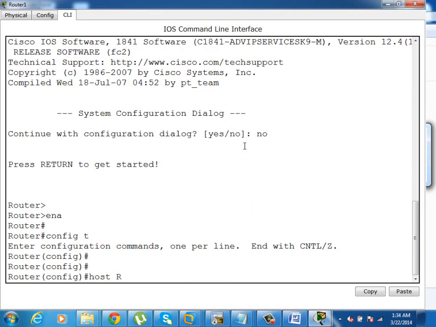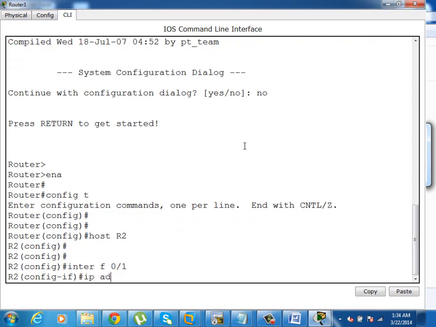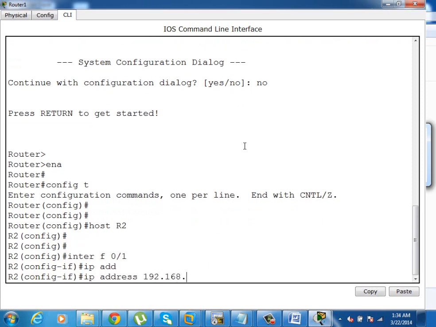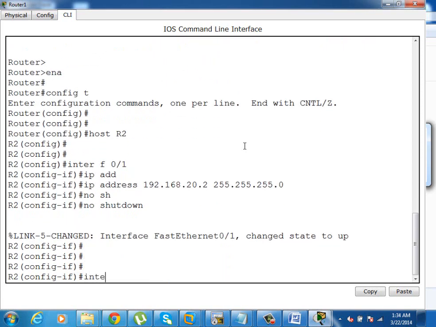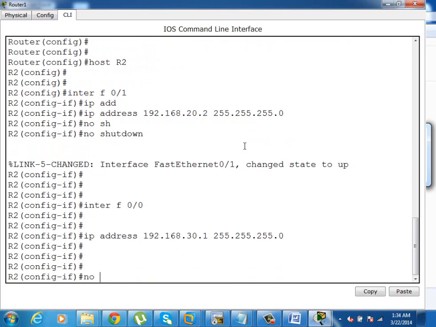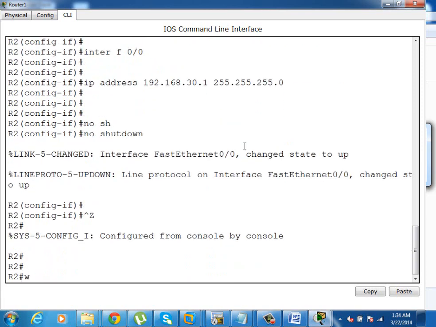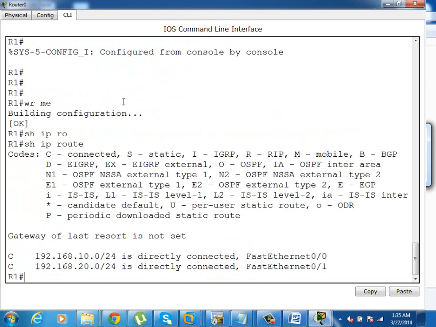Host R2, interface F0/1, IP address 20.2, no shutdown. Interface F0/0, it will be 30.1, no shutdown as well. Let me check. Show IP route. So I have 10 and 20.